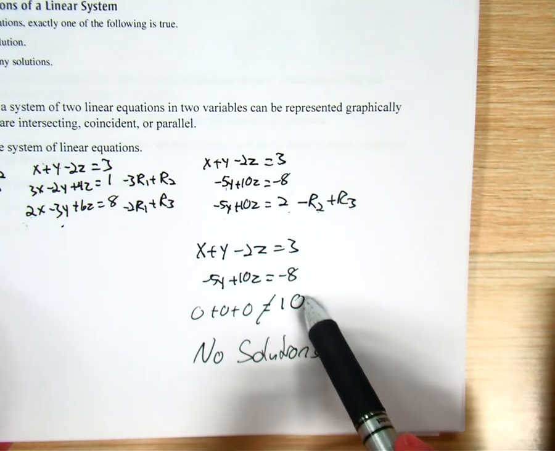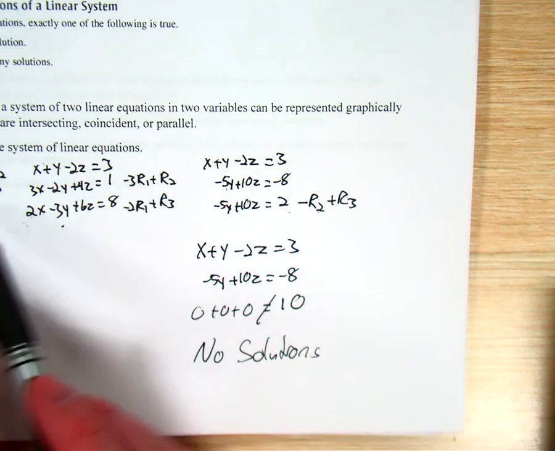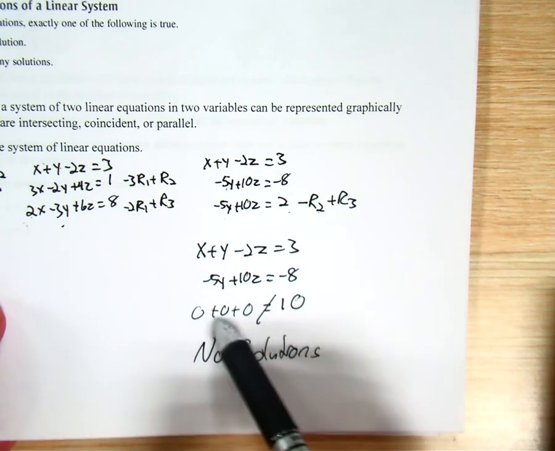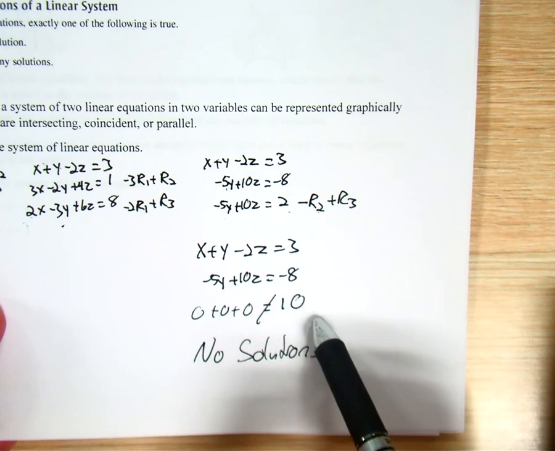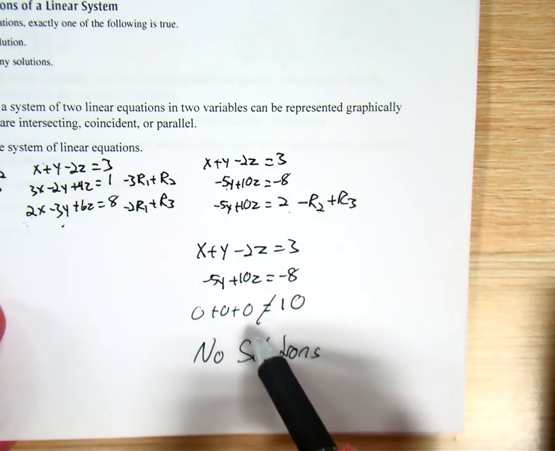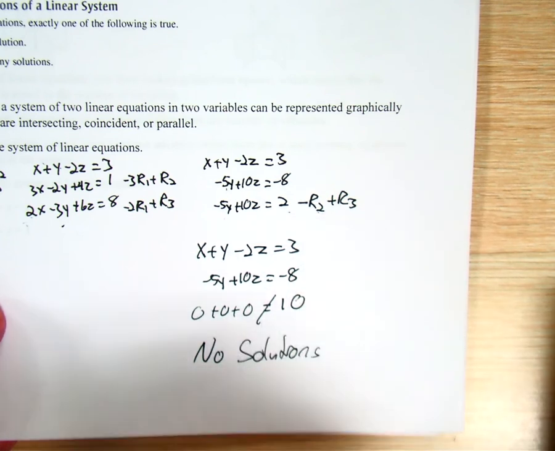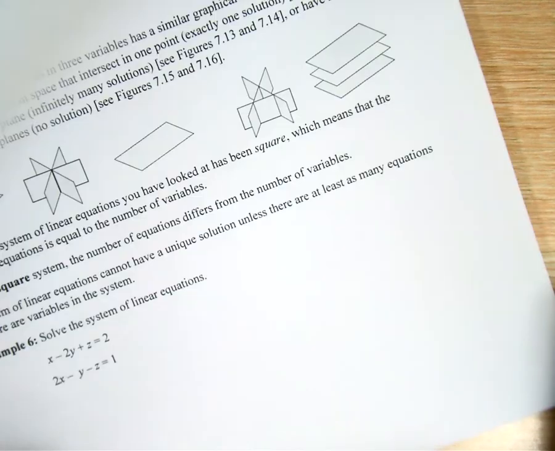Just like with two systems, if it comes down to everything cancels out and it equals something else, no solutions. If it comes down to like 5 equals 5, infinite solutions. All right.